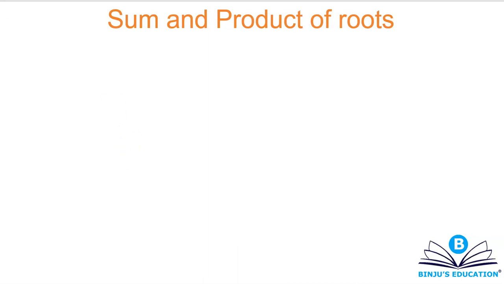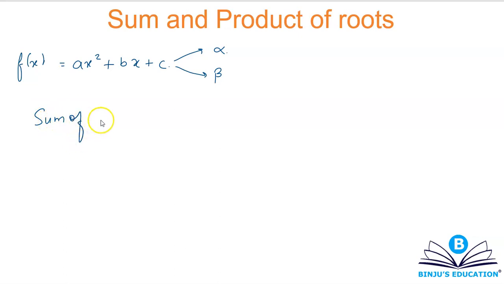As we discussed in the previous video, whenever you talk about a quadratic function, the general form is f(x) = ax² + bx + c. Now let's say this has two roots, alpha and beta. The two roots are alpha and beta. Now whenever you talk about the sum of the roots, let's call that alpha plus beta.